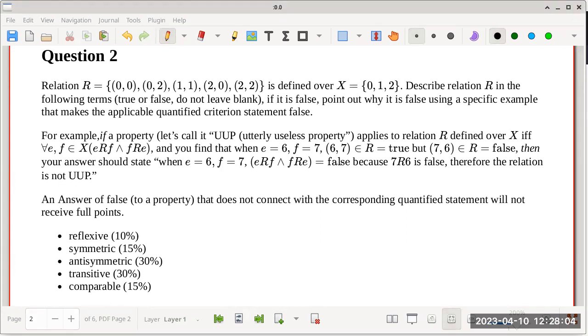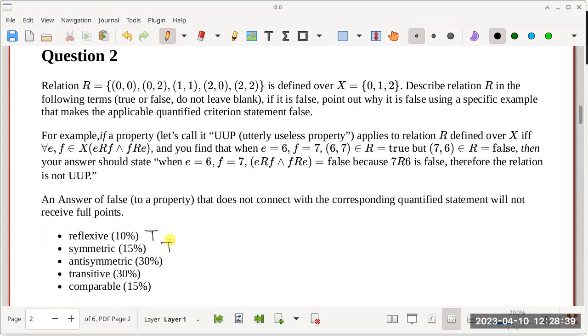So let's see. 0, 0 is here, 1, 1 is here, 2, 2 is here. So it is indeed reflexive. So if the answer is true, I don't have anything else that I need to do. Is it symmetric? 0, 0 has a mirror of 0, 0. It's all good. 0, 2 has a mirror of 2, 0. It's here. 1, 1 has a mirror of itself, 2, 2 has a mirror of itself, so it is indeed symmetric. Are we good so far? Any questions up to this point?